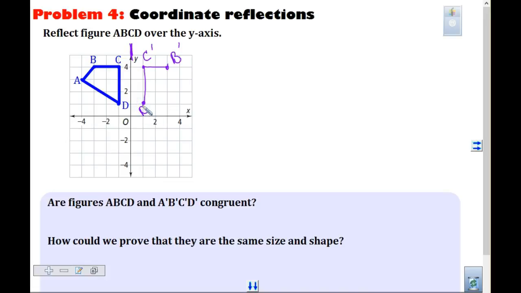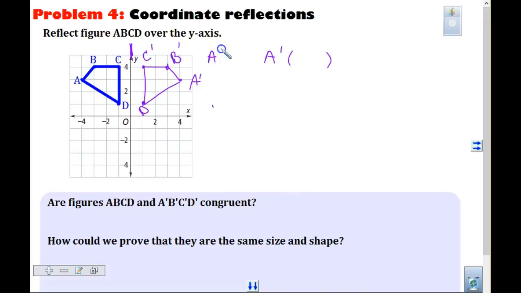D prime. A is over here. It is 4 away. This has to be 4 away. Okay? I don't always have to list those points. Yeah, some of you went down below instead. Could I list the points if I asked? Could you list the points if I asked you to? Please do that right back here. Tell me what your new points are.